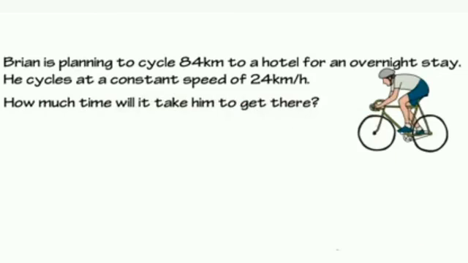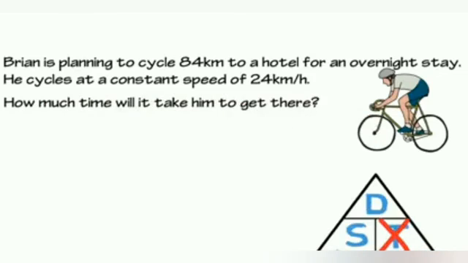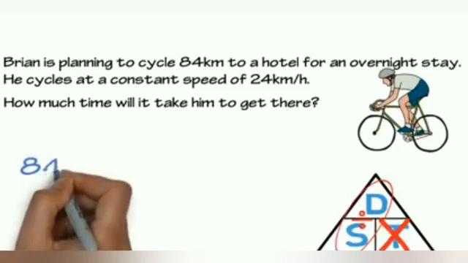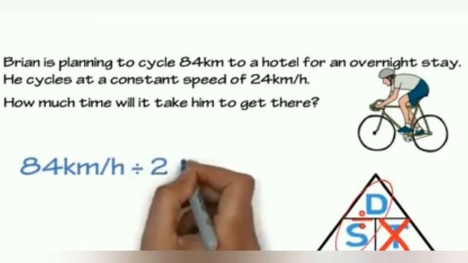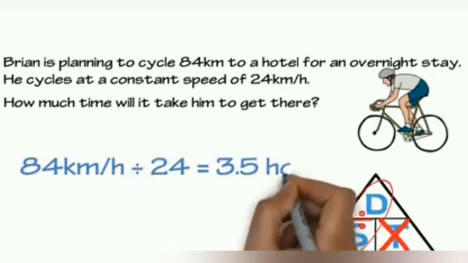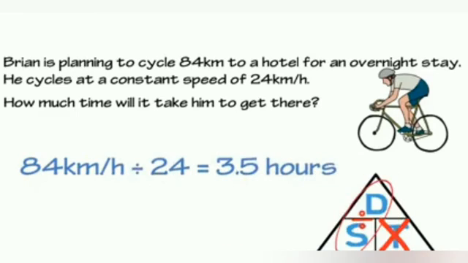So, on our triangle, we need to cover up the T. This shows us we need to divide our distance by speed. That's 84 kilometres divided by 24 kilometres an hour. That gives us 3.5 hours. So, that's how the DST triangle works.